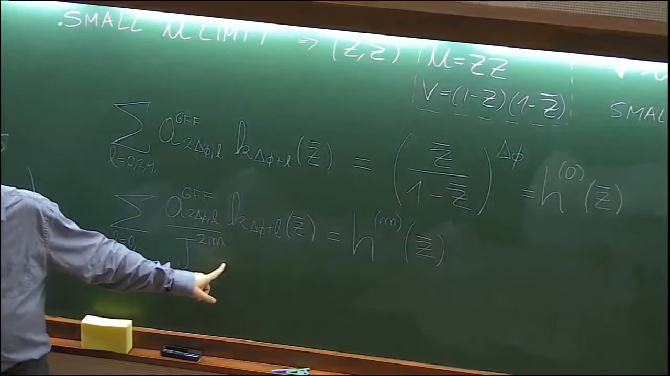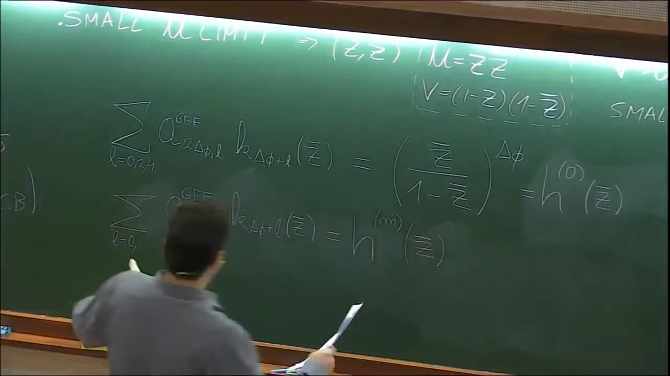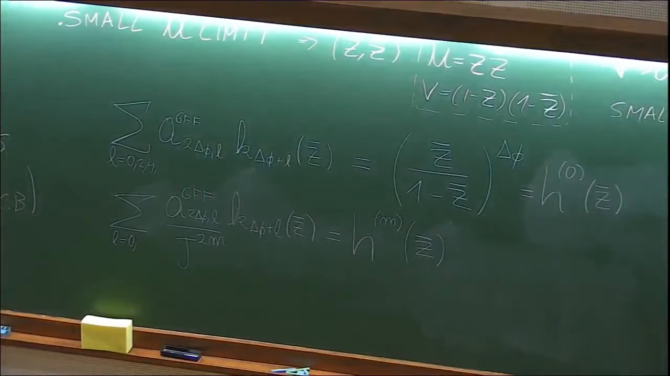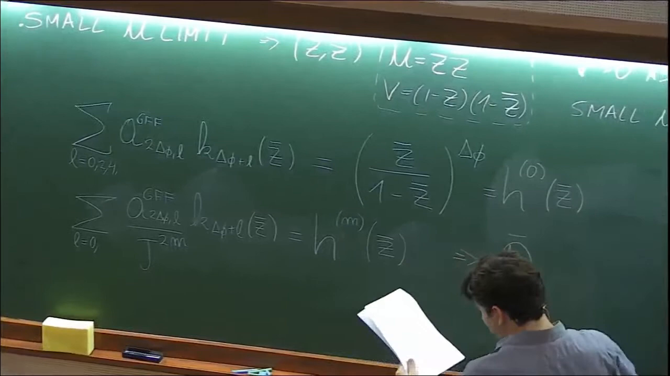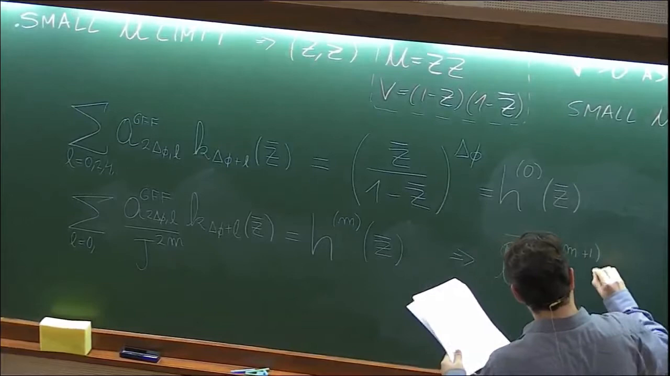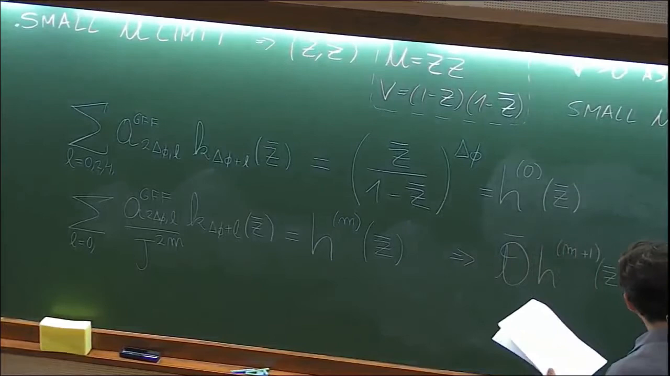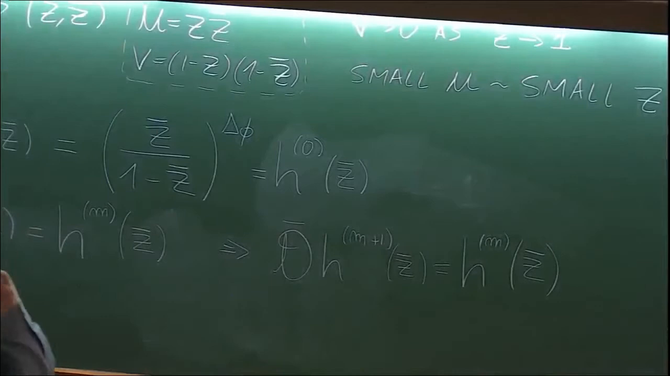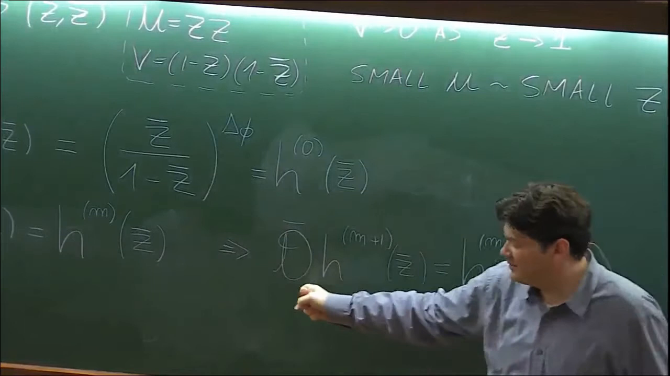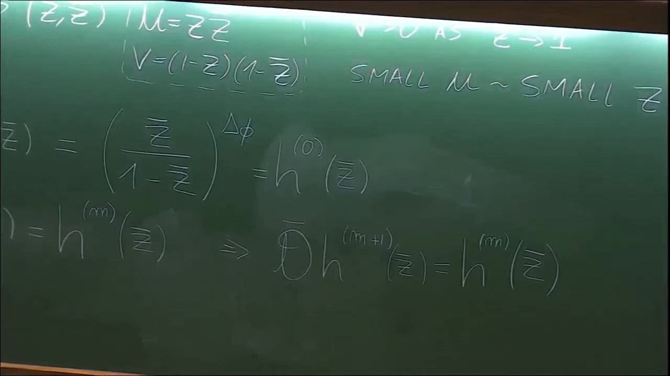And the trick is that if we act on this equation here with d bar, this quadratic operator, this implies a very nice relation. It implies that d bar of h n plus 1 of z bar is equal to h m of z bar. This is quite cool, right? Because what this gives is some sort of recurrence relation. So H0, you know, and then this quadratic operator relates H1 to H0, H2 to H1, and so on.